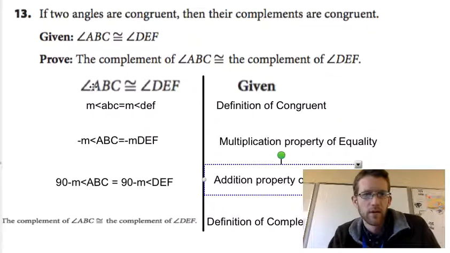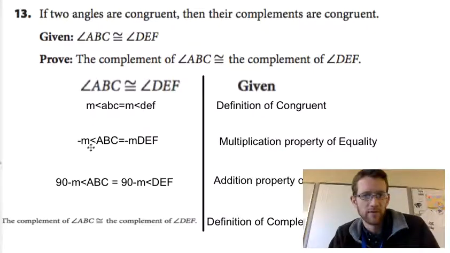So this is it. This is our proof. We start off here. Angle ABC is congruent to angle DEF. We change it into an equality by saying the measure of angle ABC is equal to the measure of angle DEF, right? Using the definition of congruence. Then we can just multiply both sides by -1. The negative measure of angle ABC is equal to the negative measure of angle DEF. And then we could add 90 to both sides, essentially, right? 90 minus the measure of angle ABC equals 90 minus the measure of DEF.